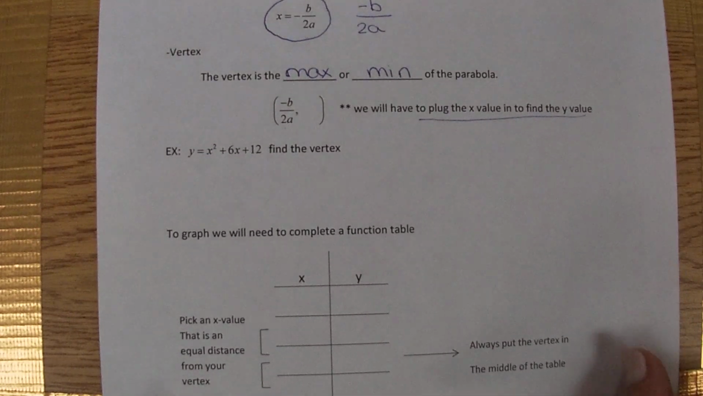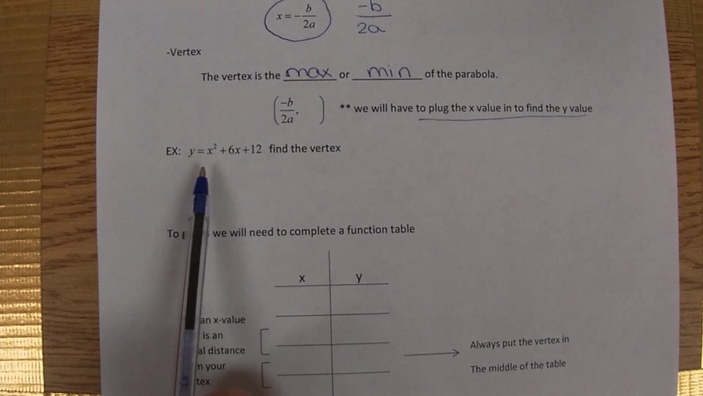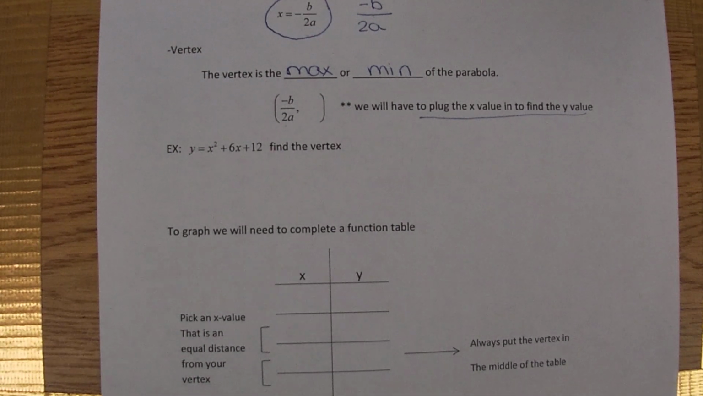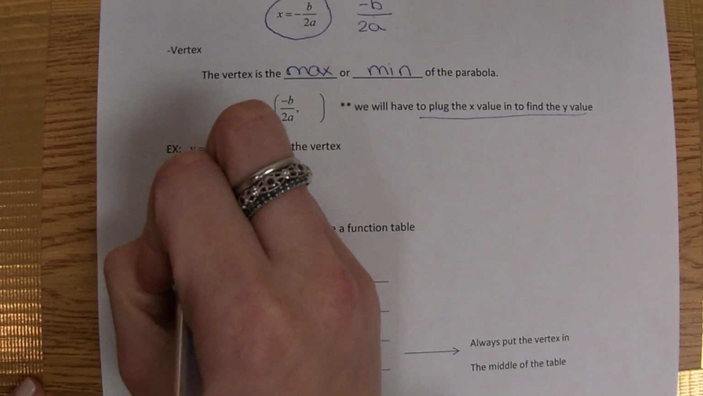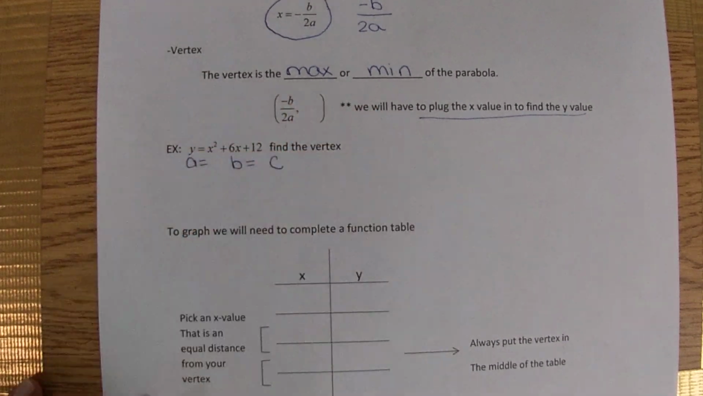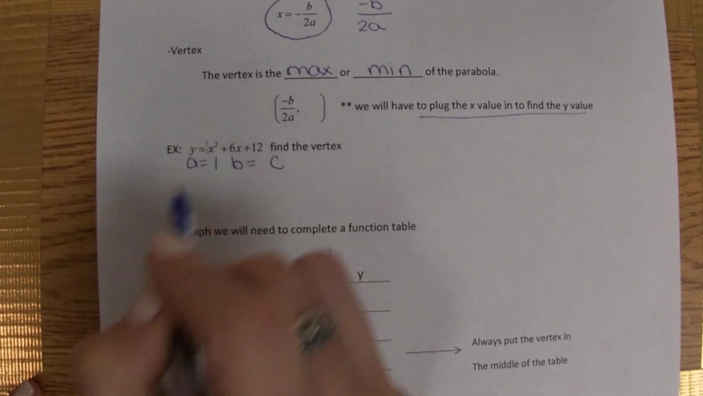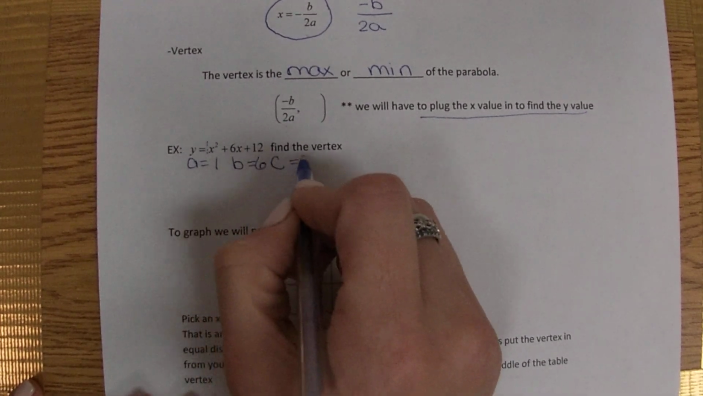Okay, so let's say maybe we have y equals x squared plus 6x plus 12. If we want to find the vertex of this, we don't have the nice, neat step of just finding h and finding k. Now we have to do some work to find it. Just like with any trinomial, we can find a, b, and c. So we'll say that a is equal to 1 because there's a 1 in front of that x squared. b is equal to 6. c is equal to 12.